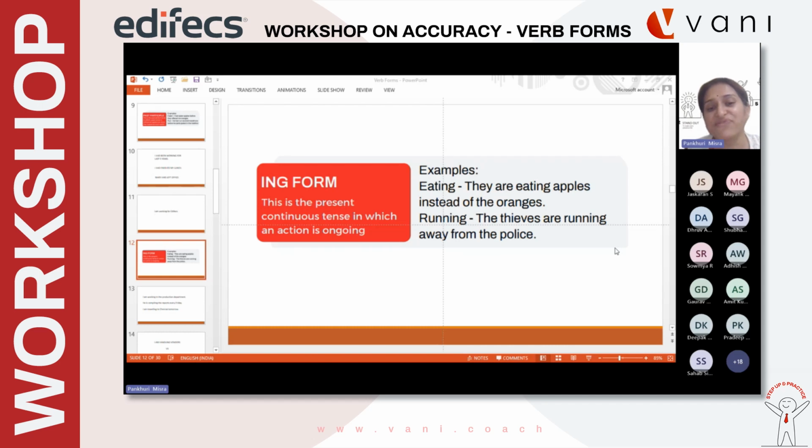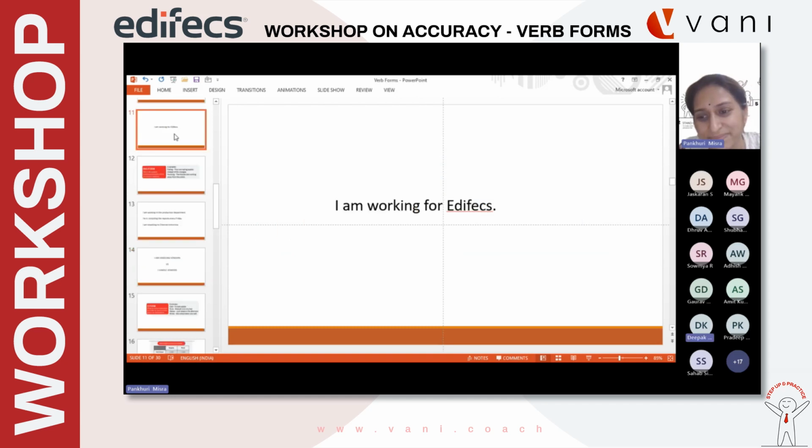So we use the ing form for the words for which we know that it is happening right now, but will cease to happen after some time. If someone asks someone else who are you working for, and the other person says I'm working for Edifecs, in that context, does it make sense that this sentence is correct? You have to see every sentence is framed as per the speaker's mindset.